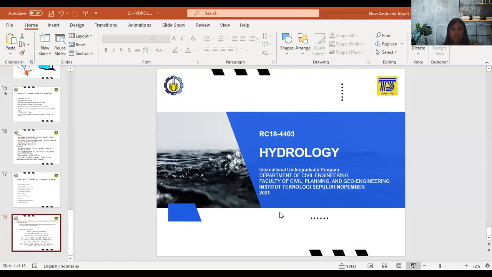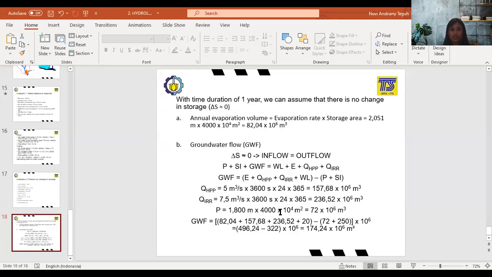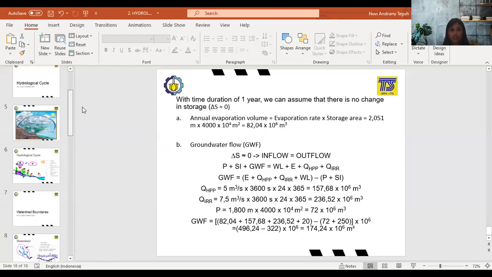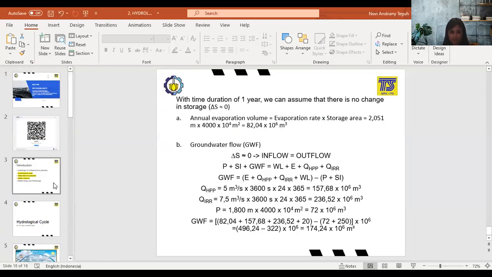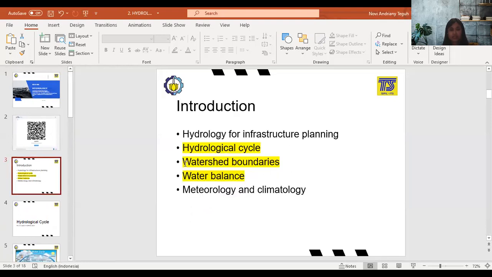Actually, the material for today is only until the water balance. So there is still one more material, regarding meteorology and climatology. I don't know if you want to do this in this meeting, or I will keep it for the next meeting. It's up to you.